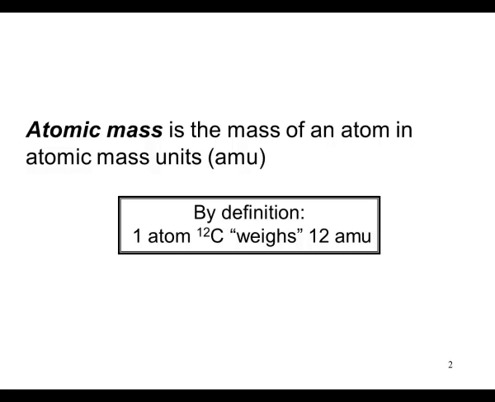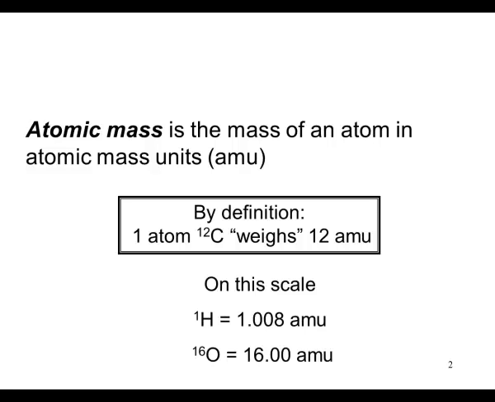The atomic mass is the mass of an atom in atomic mass units, AMUs. One atom of carbon-12 weighs 12 AMUs exactly. One hydrogen atom weighs 1.008 AMUs. One oxygen atom weighs 16.00 AMUs.